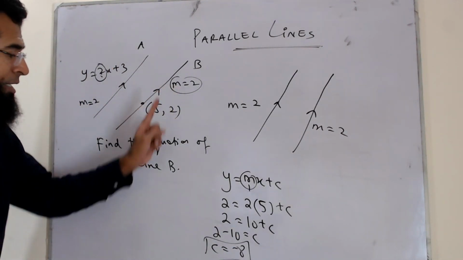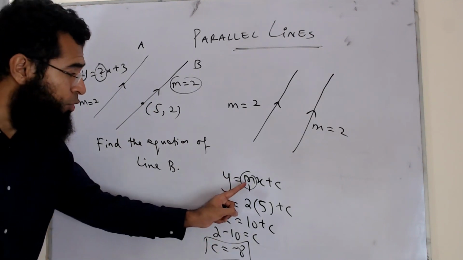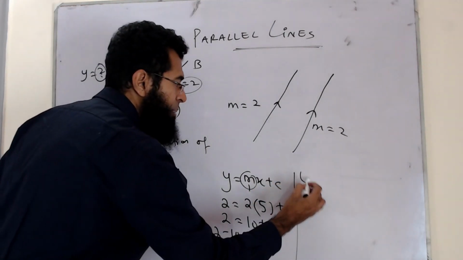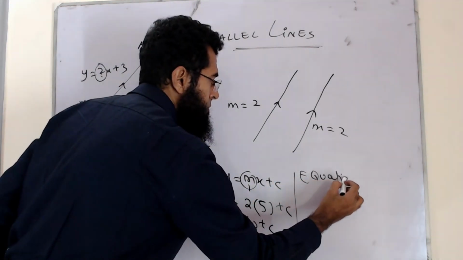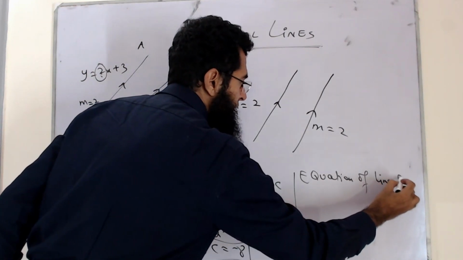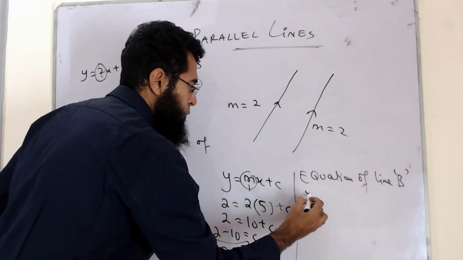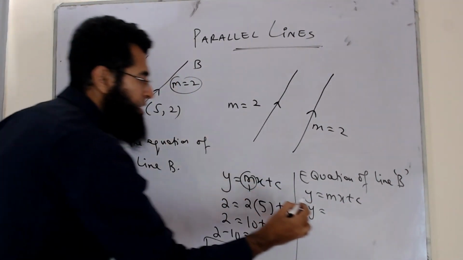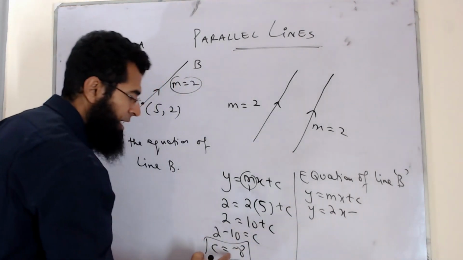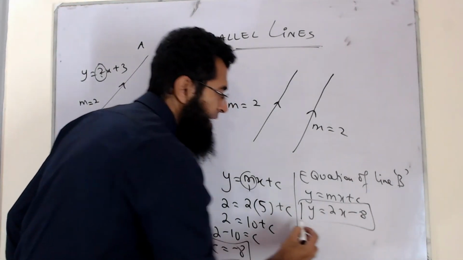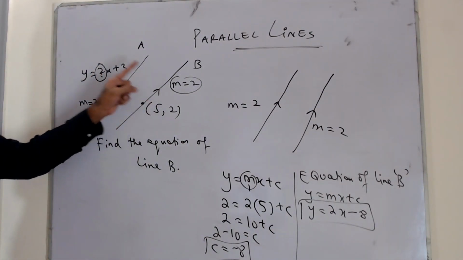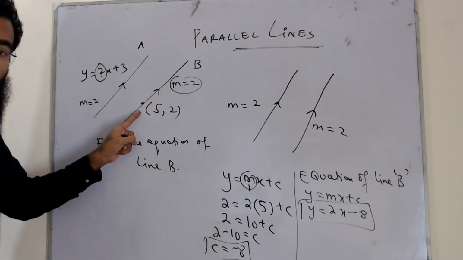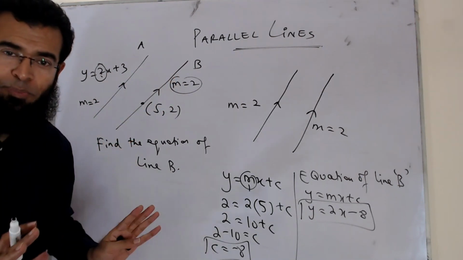So you've got the gradient, you've got the y-intercept, so just plug in the values and you'll get the equation of line B. The equation of line B is y is equal to mx plus c, and just plug in the values. The gradient is 2 and the y-intercept is minus 8. So this is the equation of line B, which is parallel to the line y is equal to 2x plus 3, and it passes through the point 5, 2. I hope this is pretty clear.